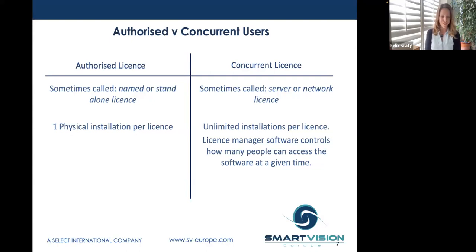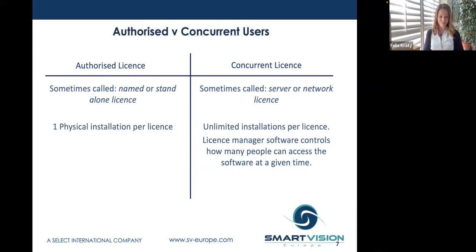So in terms of license options, SPSS statistics can be accessed in 2 different ways, either with an authorized license or a concurrent license. An authorized license allows a single installation of the software, whereas a concurrent license can be installed on as many machines as you like, but only allows a certain number of people to access the software at any given time. For the concurrent license, a license manager is installed on a central server, and this checks the license to make sure that there aren't more people using the software than you're licensed for.